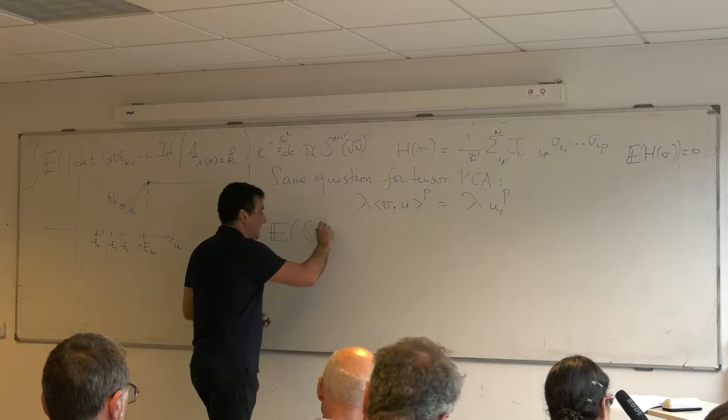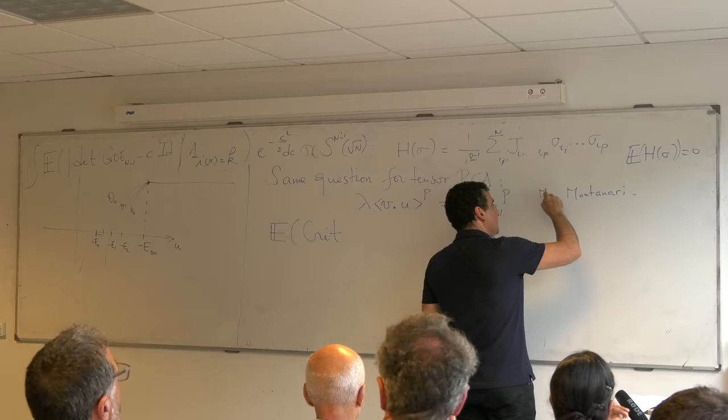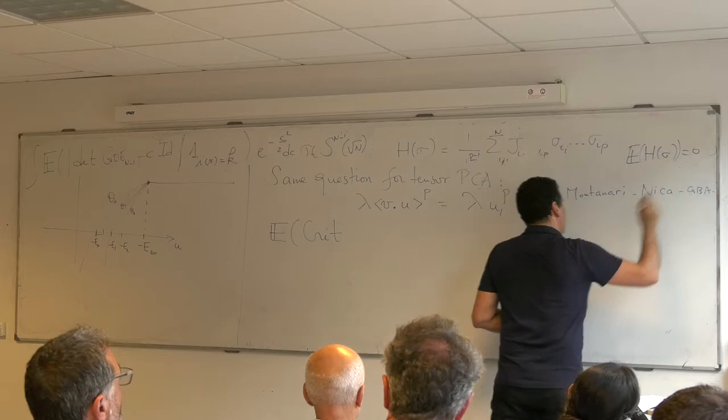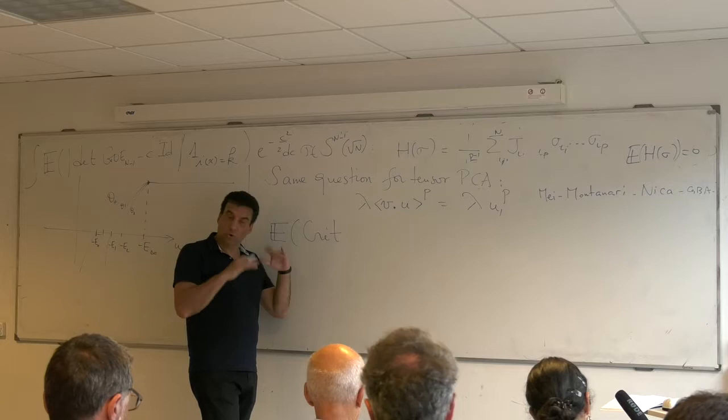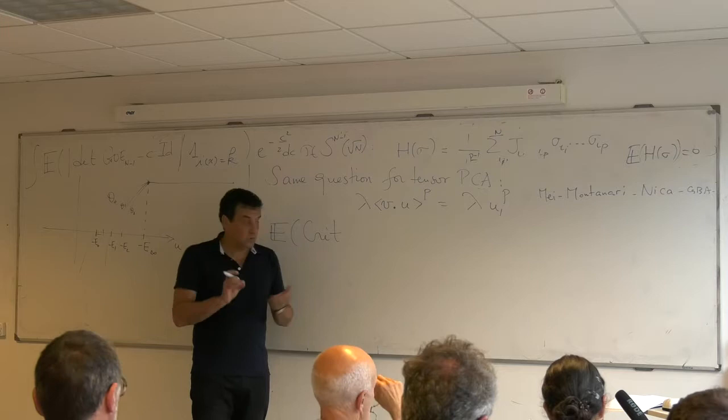So now I'm describing what is done in the paper with Andrea Montanari and Mihai Nica. So we computed the number of critical points and the total and the number of local minima. If somebody wants to compute the number of critical points of index k, it can be done. But we computed it in order to see the picture here.